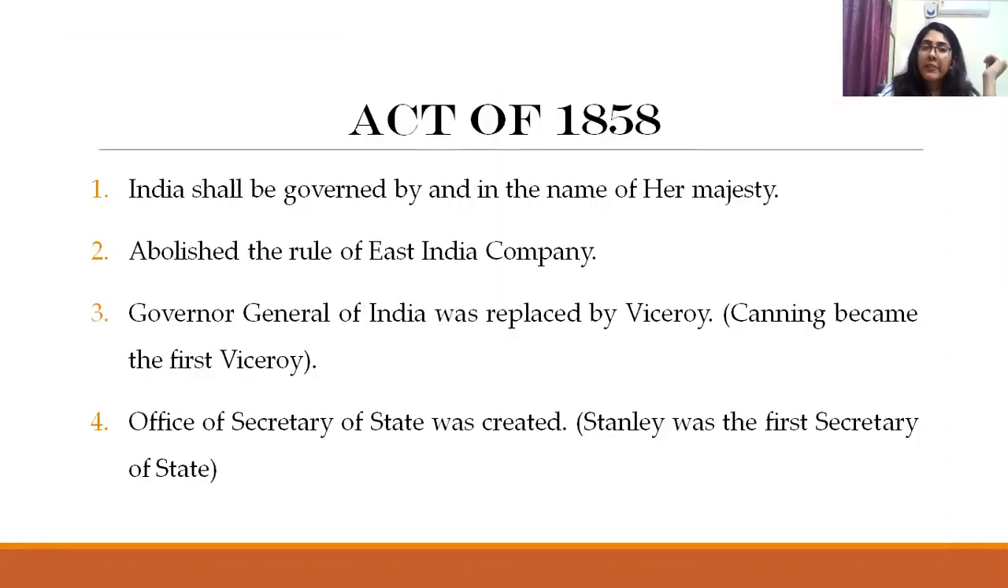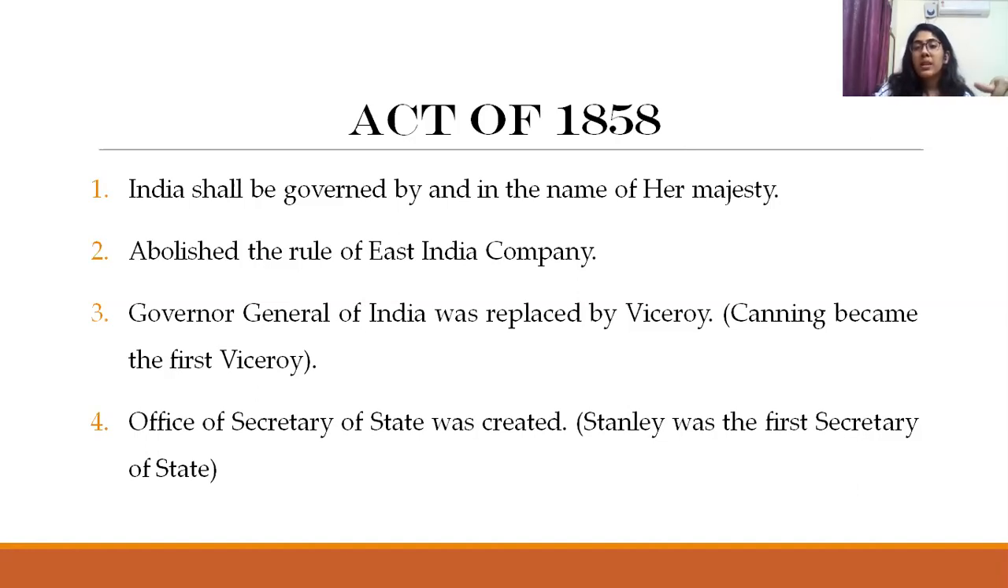Then Act of 1858. Now the act that we were talking about after 1857 was Act of 1858, through which the power shifted from East India Company to the British Crown. Now here, India shall be governed by and in the name of Her Majesty. That is the British Crown, the person who is heading Britain. That is Queen Elizabeth I. Now, this act also abolished the rule of East India Company, very naturally, because it shifted to Her Majesty.